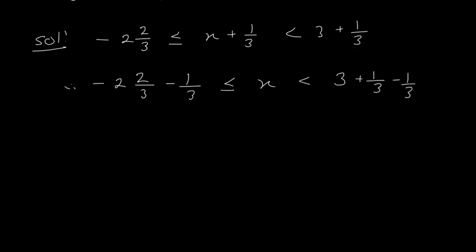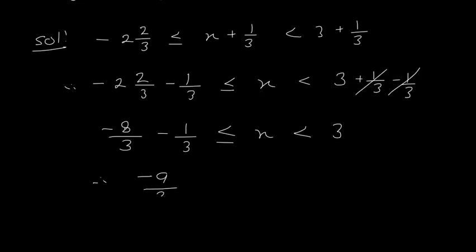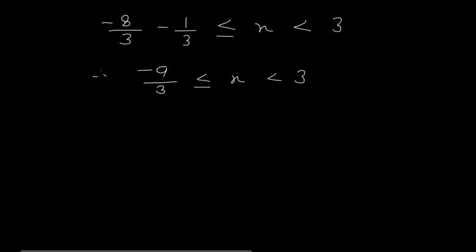Here minus 2 by 3 minus 1 by 3 is minus 3 by 3, and the right side, plus 1 by 3 minus 1 by 3, will cancel. So therefore I have minus 9 upon 3 less than or equal to x, less than 3. So minus 9 upon 3 is what? Minus 3. So therefore I will say that minus 3 is less than or equal to x, which is less than 3. So x is between minus 3 and plus 3, and we have to plot it on the number line.